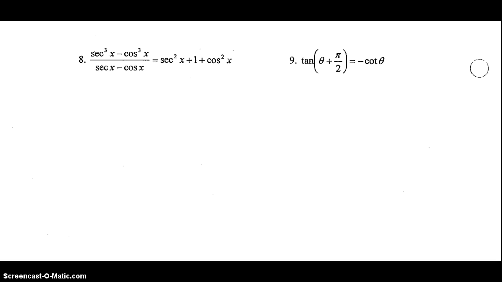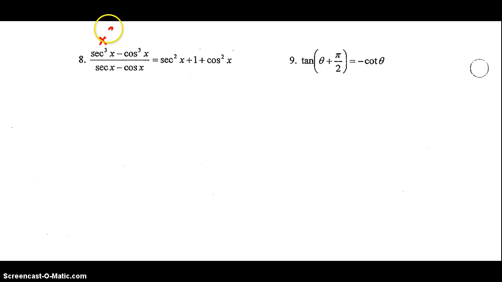Again, we were proving these identities last time. So we're trying to get the left side to be equal to the right side, or vice versa. Pick whichever side is more complicated, right? So number 8, secant cubed x minus cosine cubed x over secant x minus cosine x. I think that's a little more complicated than the other side, right?